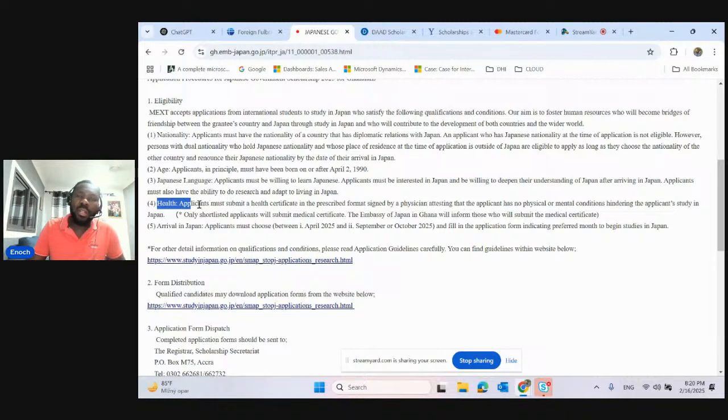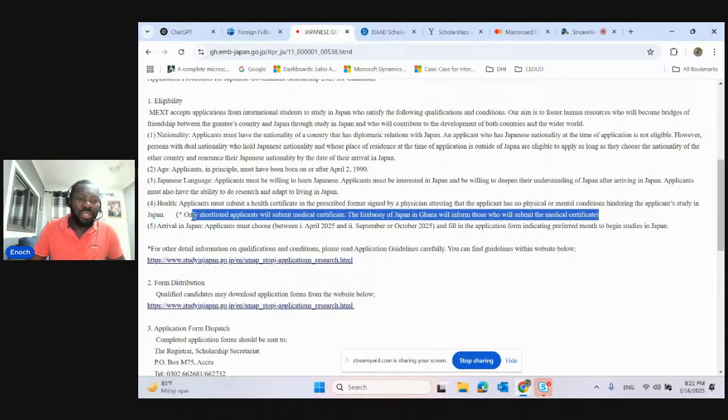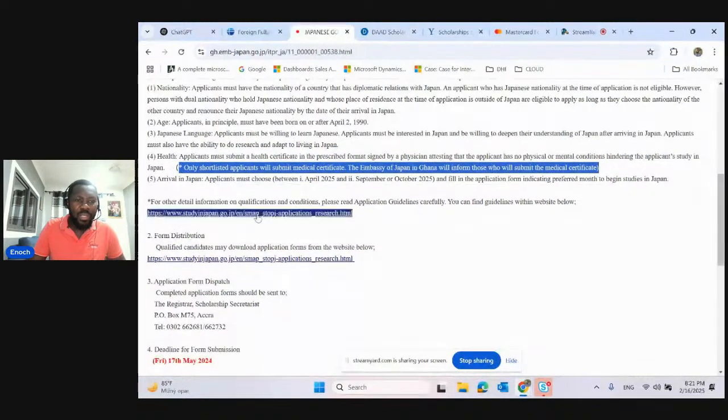So you do a health examination and you will have to provide that. But that will be done after you have been shortlisted for the scholarship. Then you would have to go and do the health examination. Arrival in Japan: applicant must choose between April 2025 and September or October 2025 and fill in the application form indicating preferred month to begin studies in Japan. So that is for your information.